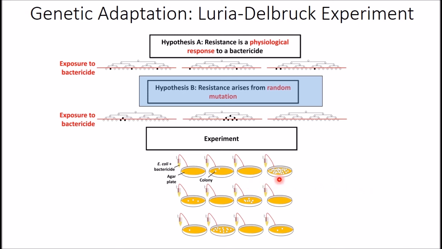And the ones that have a ton just mean that there was a mutation very early in the binary fission process. And so when you introduce the bactericide, the bacteria that you plated onto the plate were already resistant to the bactericide, so you didn't have an issue.